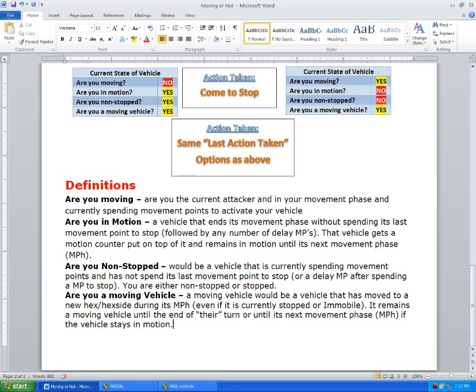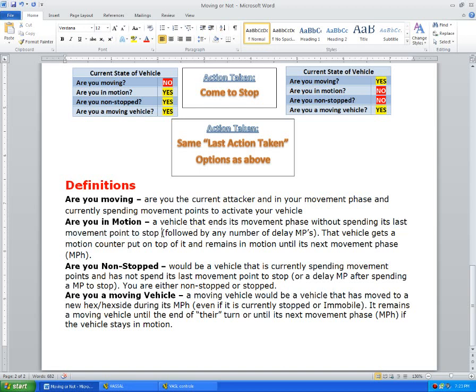The next question you need to think about is, are you in motion? Basically the definition that I give you for in motion is a vehicle that ends its movement phase without spending its last movement point to stop. Now again, notice it's the last movement point, so if you move a vehicle, stop, move it, and stop, move it, and stop, and then you move it again, but then you choose not to stop, then your vehicle is going to be considered in motion. So the most important thing is going to be the last movement point of your vehicle. And we'll show you that when we get to the flow chart a little bit later.